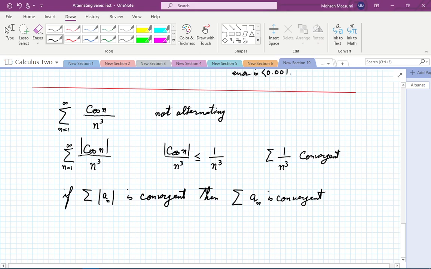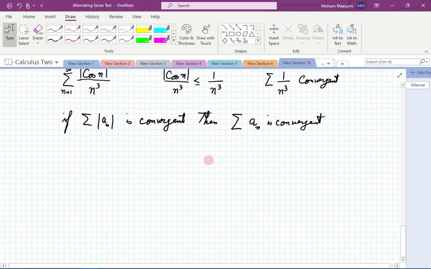Okay, so we are going to postpone the proof of this thing to another lecture. So right now we're just going to practice. The other possibility is that the series is convergent, but the sum of the absolute values is divergent. So let's go ahead and show an example of that.